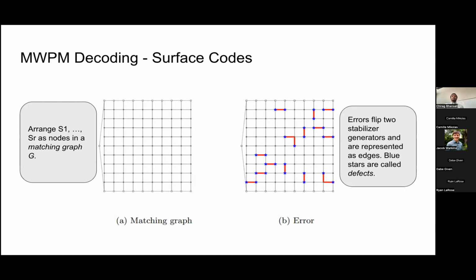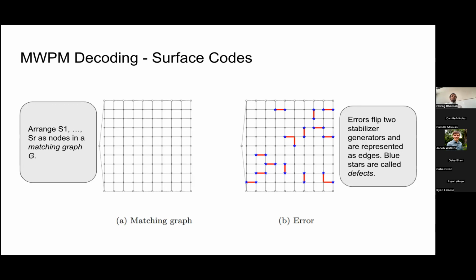So in this picture, anytime an error happens, we have a red edge, and that flips the two adjacent stabilizers. So you get blue stars there. So here we're imagining we know what the error is. And so we're starting with the red edges, and then figuring out what the syndrome would be.